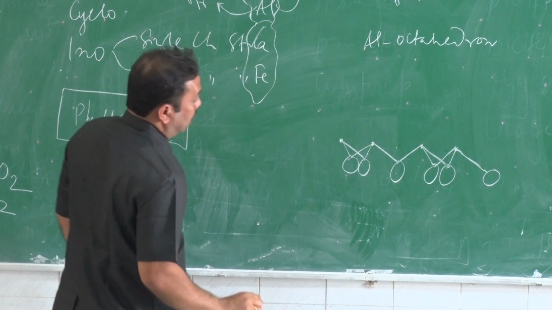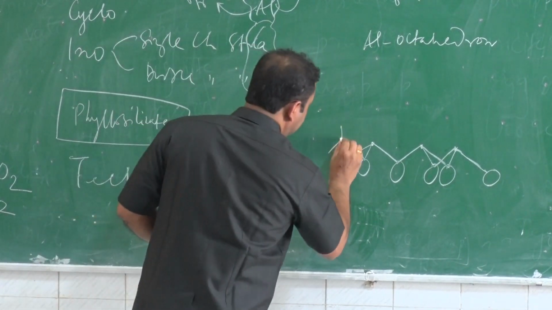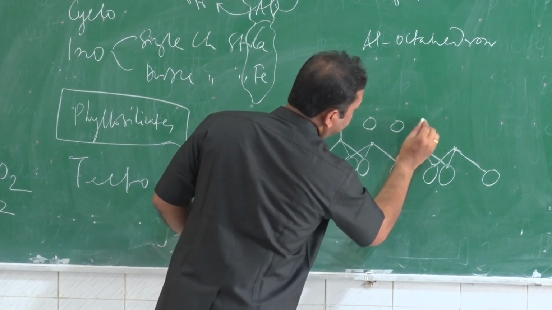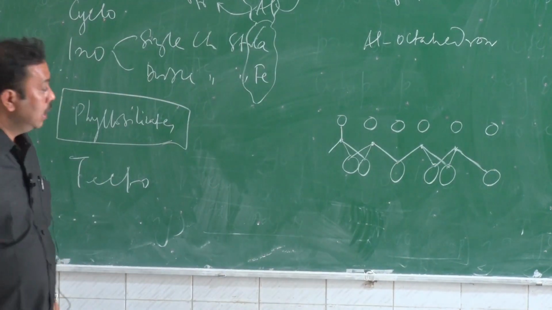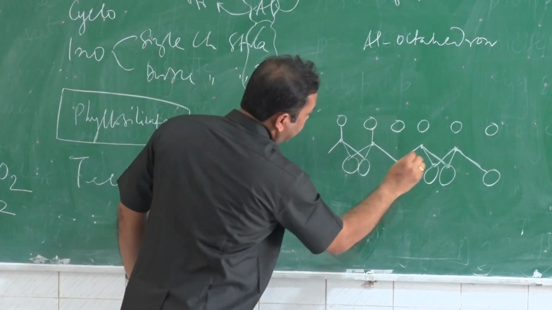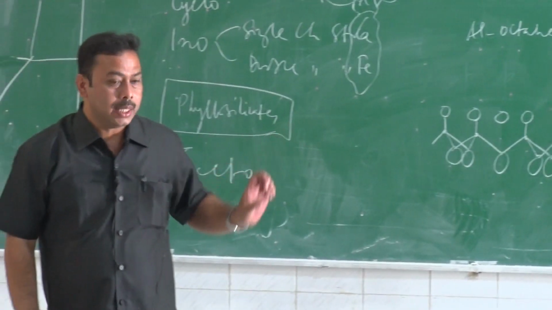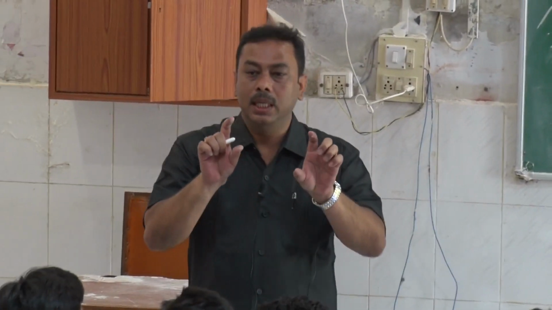Okay? Now this also will be shared. Now this will be sharing over there. So this is another 6. Now this followed this. So this is the smallest unit of silica tetrahedral layer.